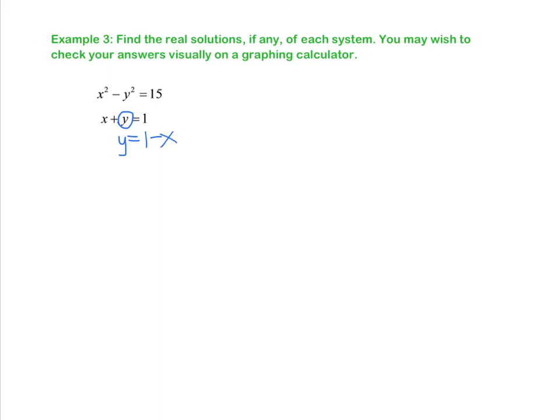Now I'm going to plug that 1 minus x in for this x in the first equation. So in that first equation, we have x squared minus y squared equals 15. But now I'm plugging in that 1 minus x. So now we just do some simplification.